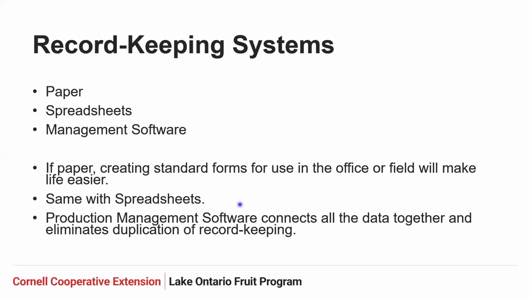The same is true for spreadsheets. Creating standard spreadsheets where the information is always located in the same place from spreadsheet to spreadsheet will make it easier to create new spreadsheets and save time recording your data. The third type, production management software, connects all the data together and eliminates the duplication of record keeping. To date, there are few production management software packages that serve all the needs of specialty crop growers and also are affordable for medium and small farms.